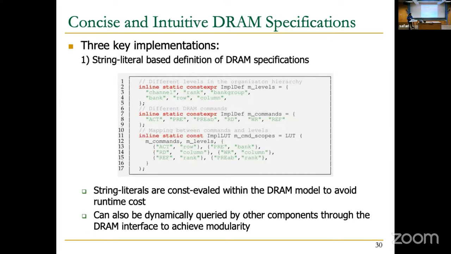readability. And second, these things can be dynamically queried by the string literals, by other components in the system through the DRAM interface. By doing so, we achieve high modularity such that the other components in the system can know about the capabilities or the specifications of the DRAM when they are initialized. Let's say, for example, when you have your RowHammer mitigations, you essentially want to know how many rows are there, how many banks are there, et cetera, so that you can configure the parameters of your mitigation accordingly.